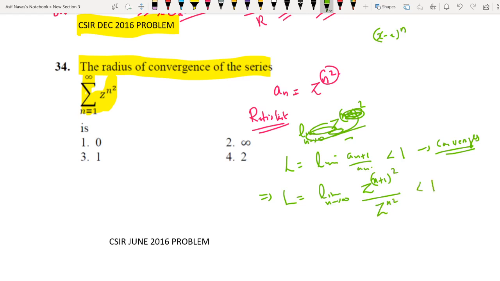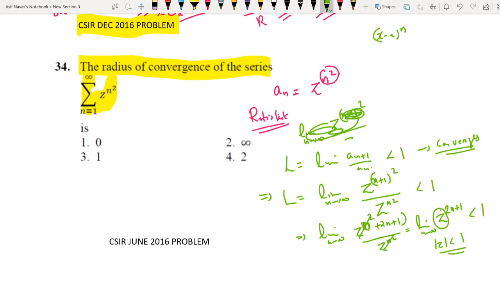When it is convergent, less than 1, which implies limit n tends to infinity z raised to n plus 1 all square, you can expand as z raised to n square plus 2n plus 1, divided by z raised to n square. Here you can cancel out z raised to n square and z raised to n square. So you will get limit n tends to infinity z raised to 2n plus 1 less than 1. So this happens only when mod z less than 1. So what is the radius of convergence? The radius of convergence is mod z less than 1. So this is the answer.